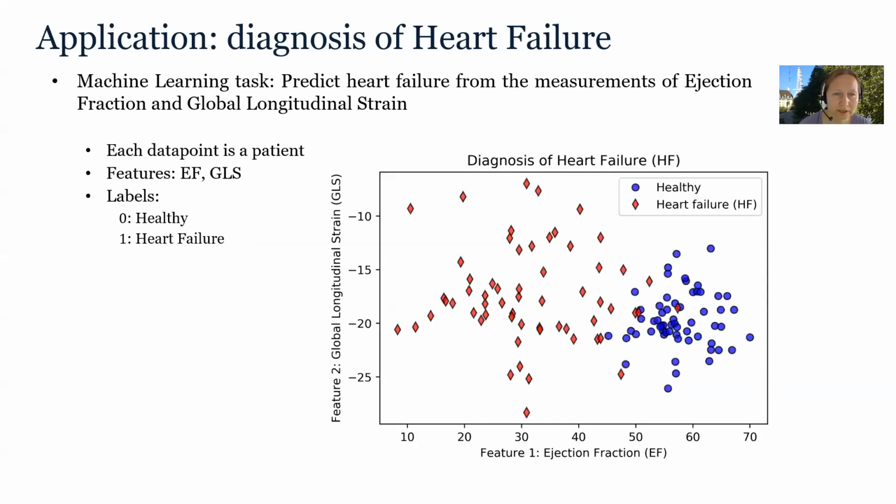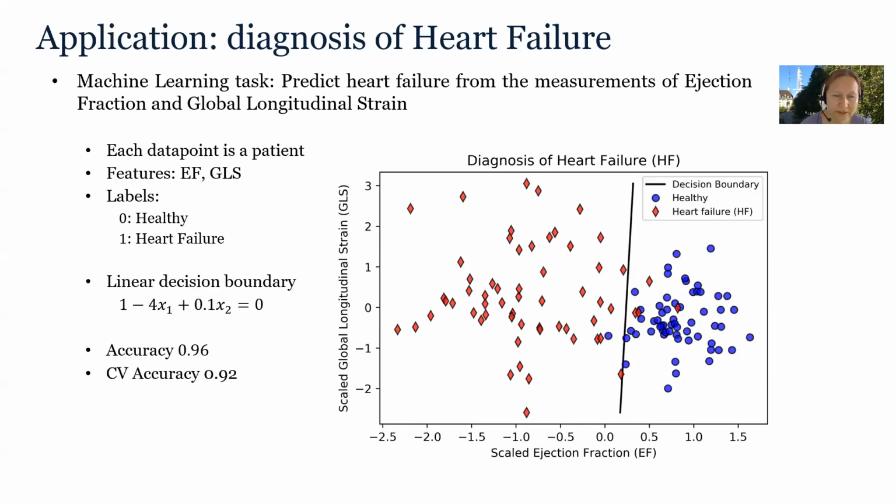So the machine learning task is to predict heart failure from the measurements of ejection fraction and global longitudinal strain. And our data set is plotted here. Each data point represents a patient. Patients with heart failure are plotted with red diamonds, and patients that are healthy are plotted with blue circles. We have two features: on the x-axis ejection fraction, on the y-axis global longitudinal strain. The healthy patients are given label 0, and patients with heart failure label 1.